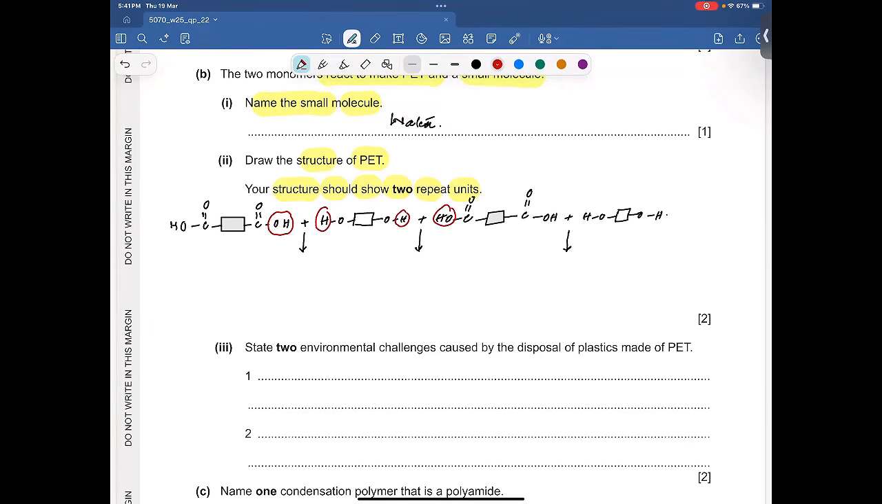OH and H combine together to give water. So I'm going to get n moles of water from here. Okay. Plus obviously H is removed from here and OH is removed from there, which means the structure is going to be like this.